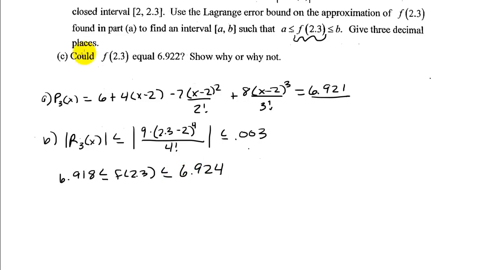6.924. Could f of 2.3 equal 6.922? Show why or why not? C. Yes. 6.918 is less than or equal to 6.922 is less than or equal to 6.924. In other words, 6.922 is well within the interval.